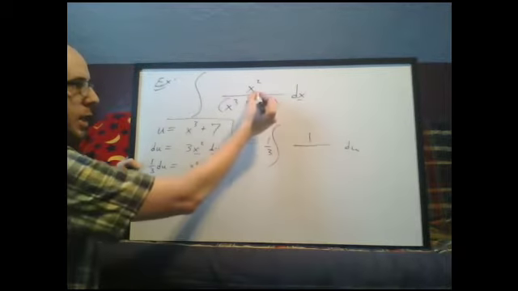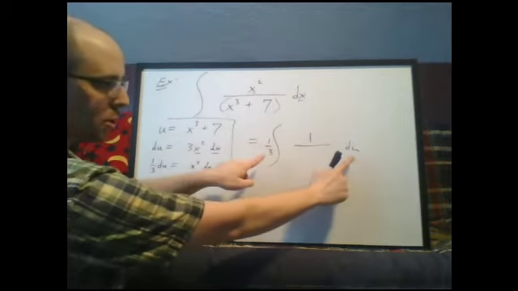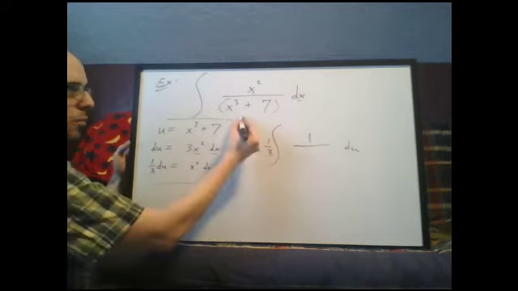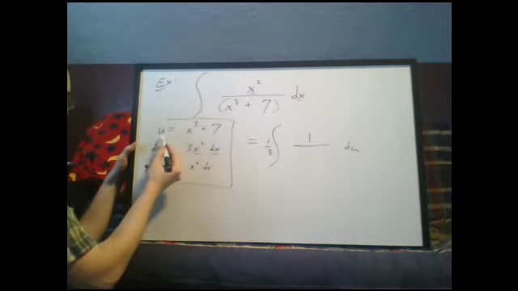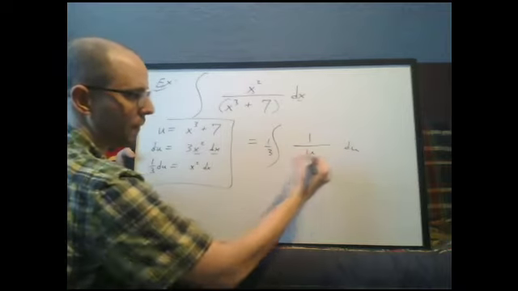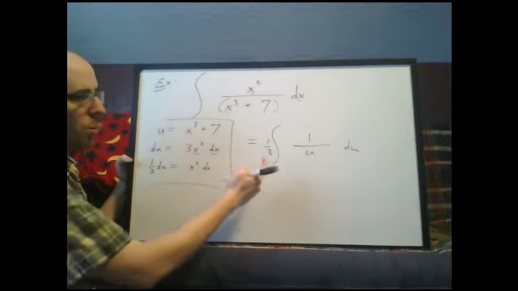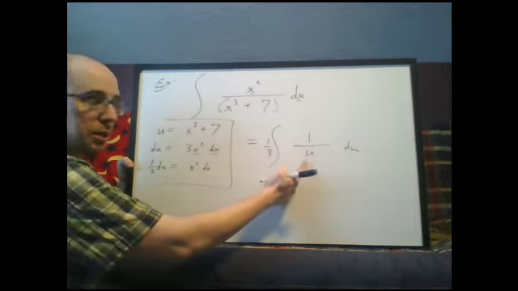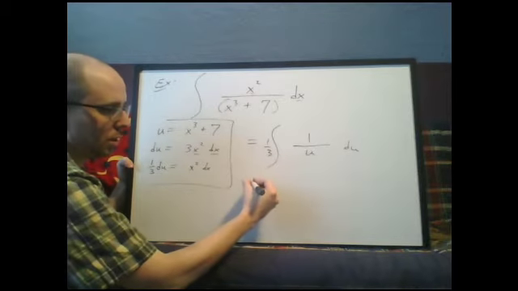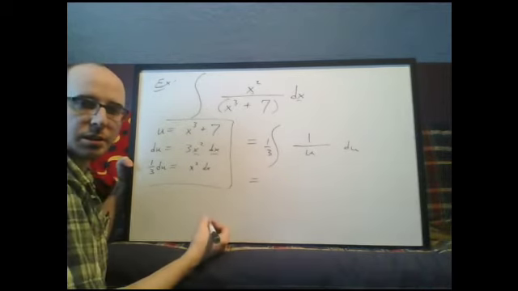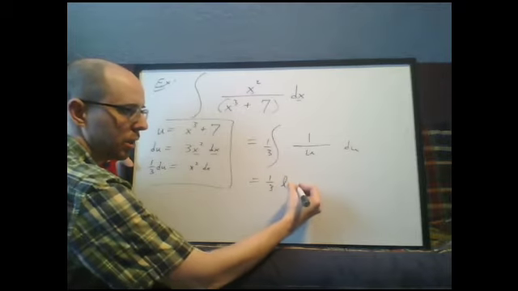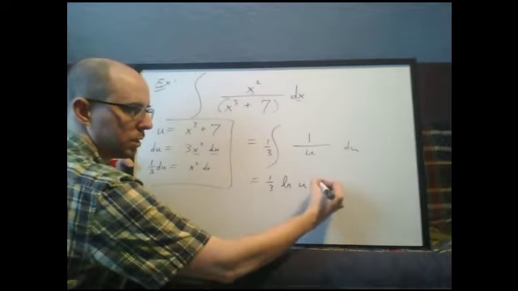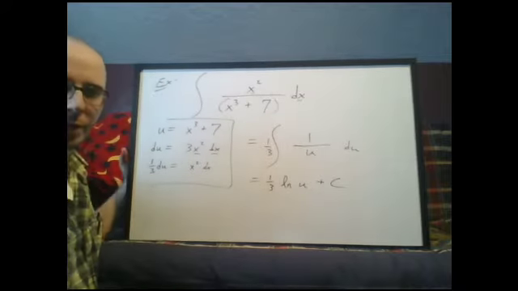Alright, so I traded in x squared and dx. That gave me the 1/3 and the du. Then remaining, I have x cubed plus 7 in the denominator. That gets replaced with a u. So my integral becomes 1/3 times the integral of 1 over u du. That's one of our basic functions. The antiderivative of that is 1/3 ln of u plus c, the natural log of u.